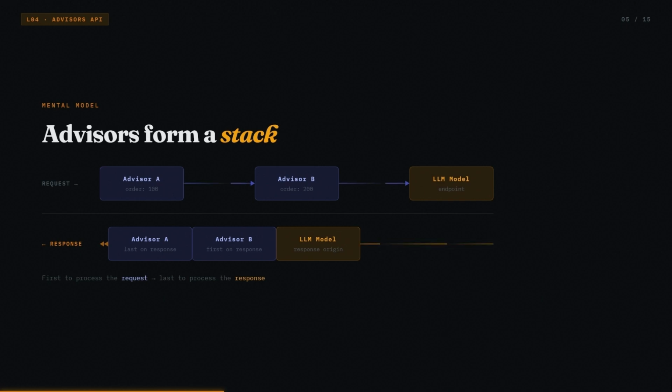Now look at the response path below. The response comes back from the model. Advisor B sees it first, then advisor A sees it last. The response path is the reverse of the request path. So the first advisor to process the request is the last advisor to process the response. That's the stack behavior, and that's why ordering isn't just a number. It defines the full shape of your pipeline.